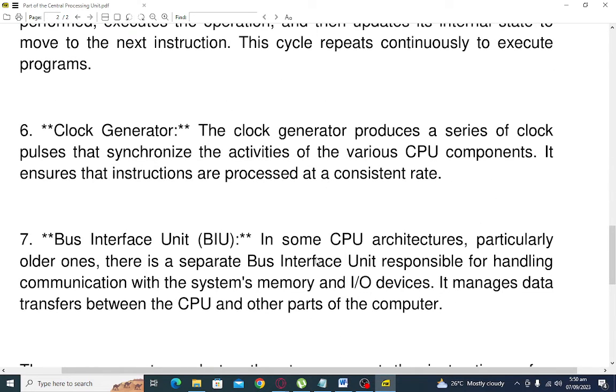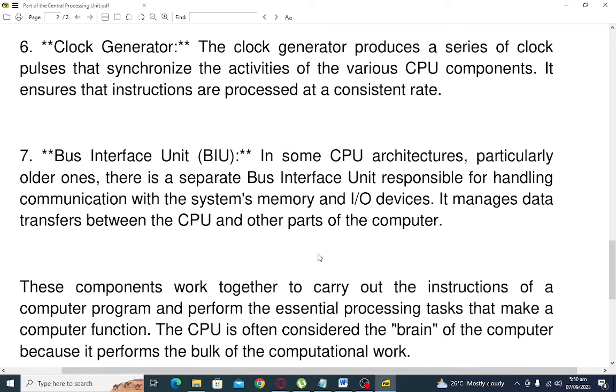Number 6, clock generator. The clock generator produces a series of clock pulses that synchronize the activities of the various CPU components. It ensures that instructions are processed at a consistent rate.